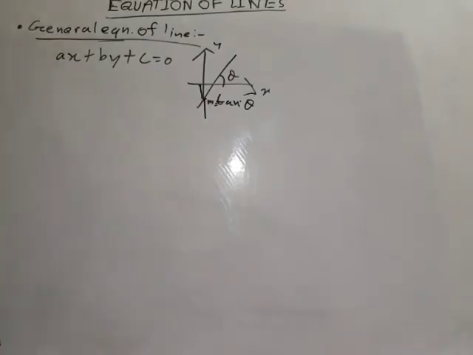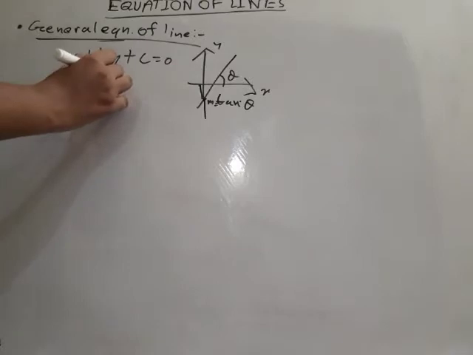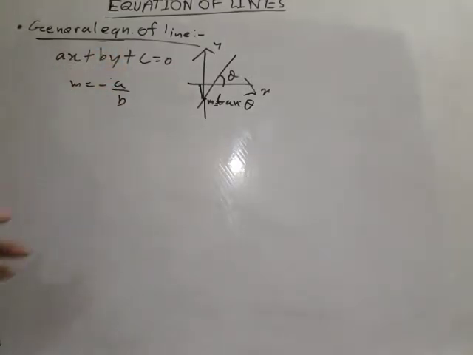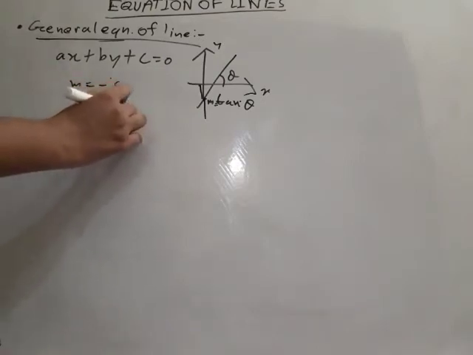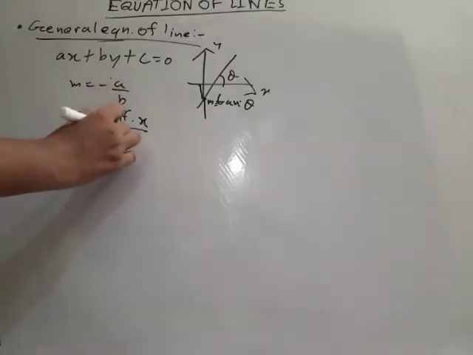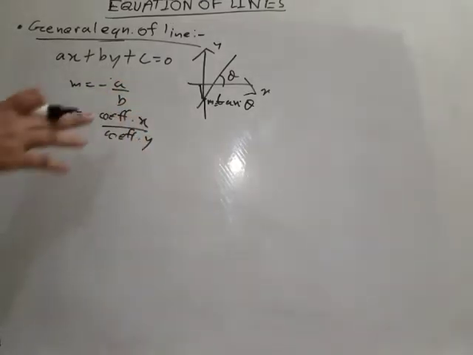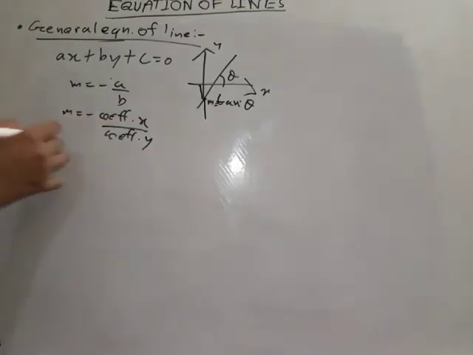Suppose we have been told to find the equation of a line parallel to this line. So the equation of a line parallel to one line should always have the slope the same. So m equal to minus a by b, here slope will be the same for the two lines, but the y-intercept may not be the same. So now what is slope? Slope is always minus coefficient of x by coefficient of y. That is, for any line we can find out the slope like this.